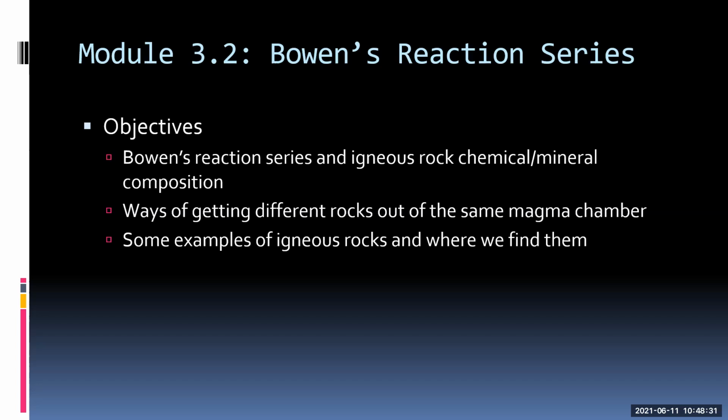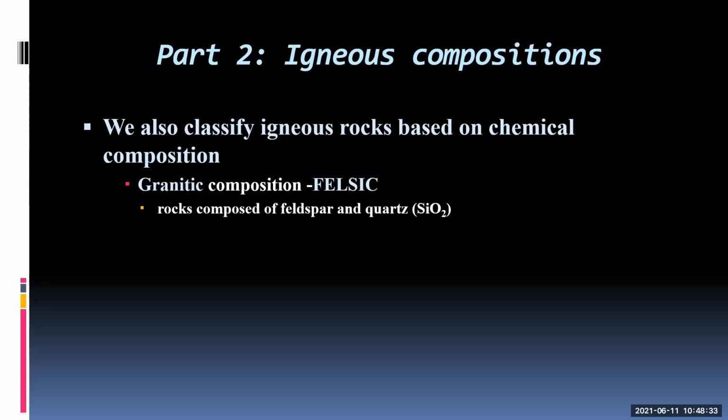So with that said, again, this is part 2. We're talking about the composition of different igneous rocks. We also classify our igneous rocks based on their chemistry. And so we have a few different categories for different chemistry of igneous rocks. Just like we had two categories with our texture, underneath our chemistry column, we also have multiple subcategories.